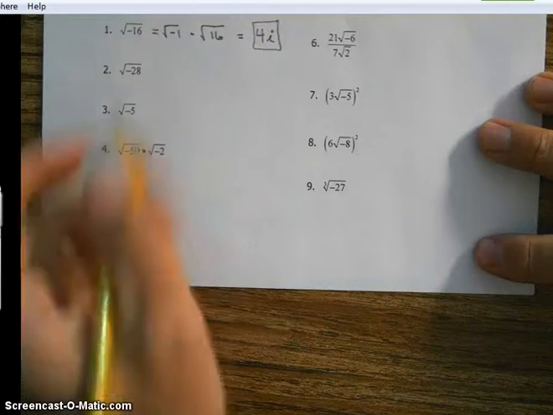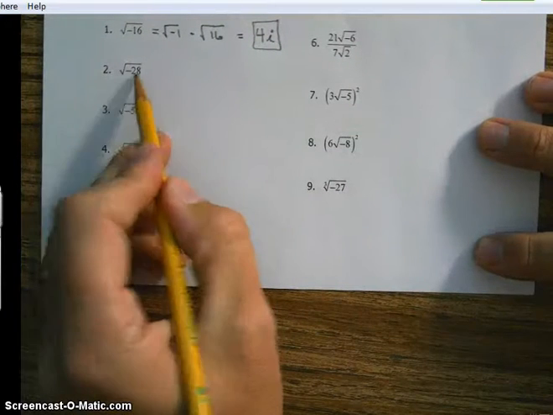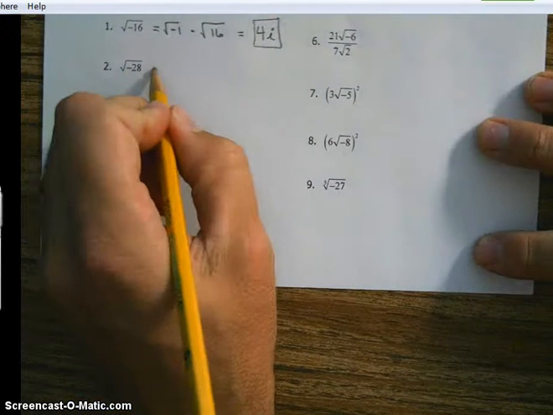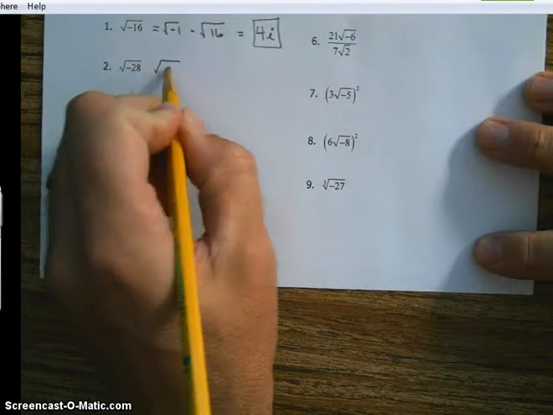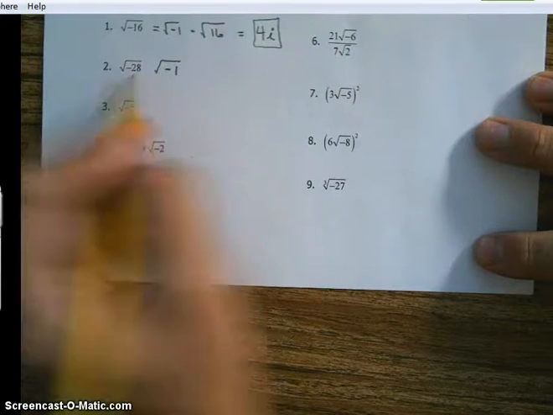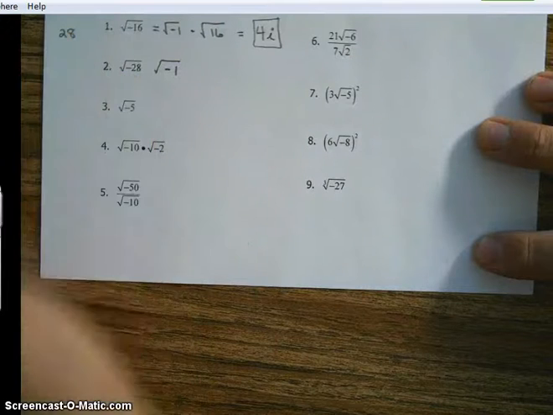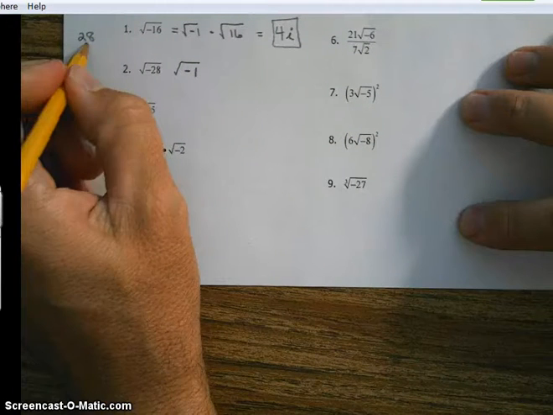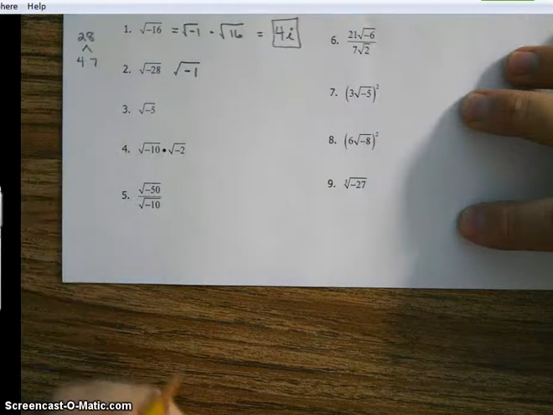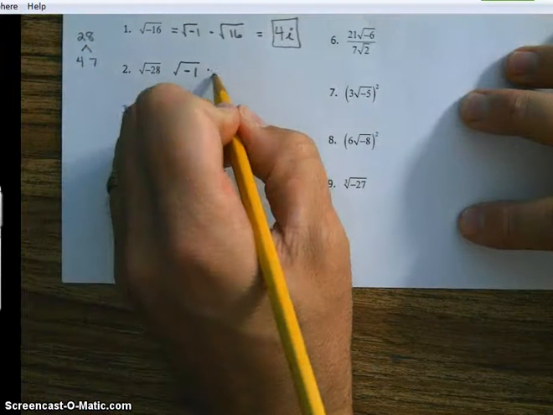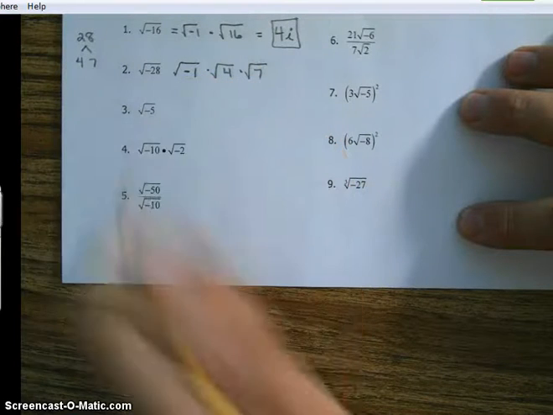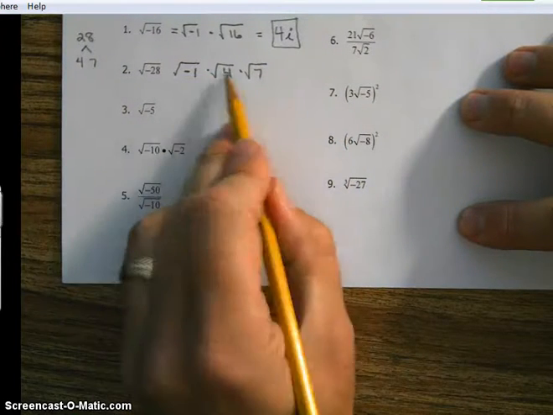Number 2. Okay, we're going to get into doing some simplifying of radicals here. So here we have the square root of -1, and then I'm going to go ahead and look at 28 and look at its factors. So when I factor 28, I see 4 times 7. So I'm going to break this up into the square root of 4 times the square root of 7, breaking it up into its factors.